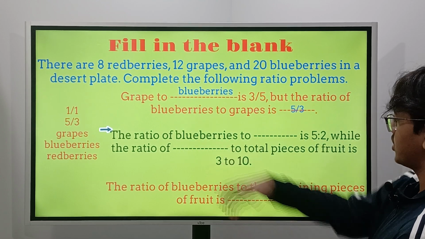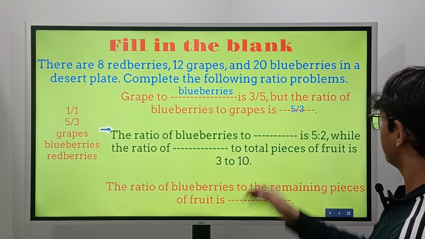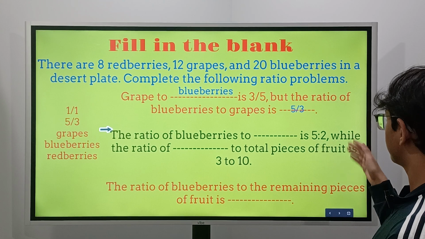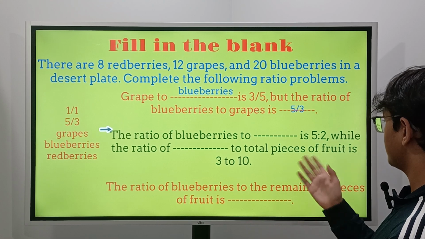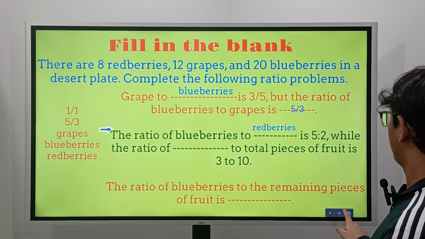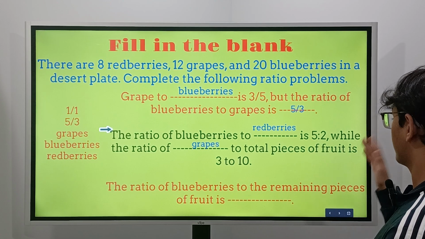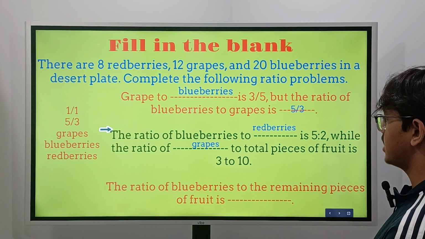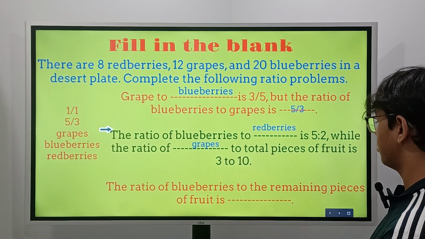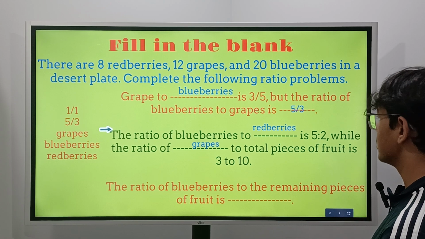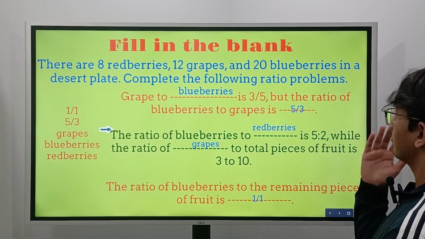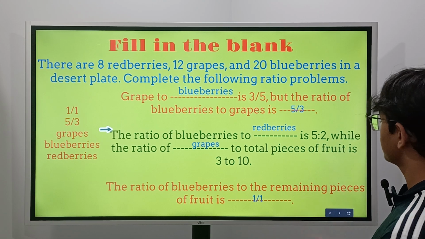So now let's move on to this one. The ratio of blueberries to blank is 5 to 2, while the ratio of blank to the total pieces of fruit is 3 to 10. So the ratio of blueberries to red berries is equal to 5 to 2, while the ratio of grapes to the total pieces of fruit is 3 to 10. So that covers those ones too. And finally, we have the ratio of blueberries to the remaining pieces of fruit, and the final one that we have left is 1 to 1. So that covers up the fill in the blank question here too.